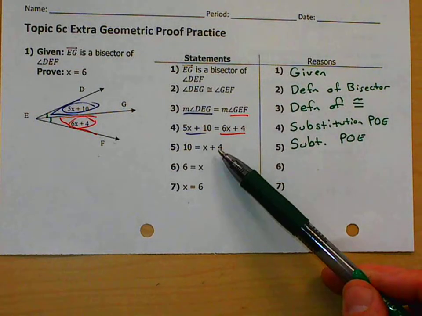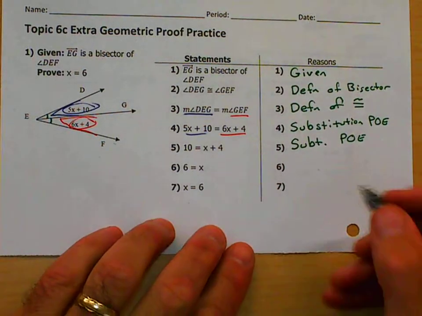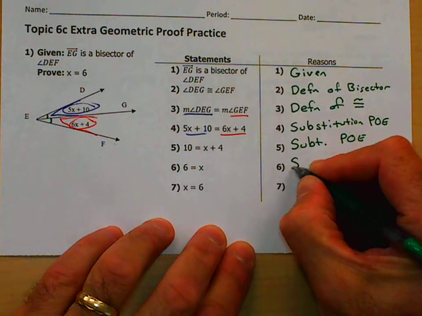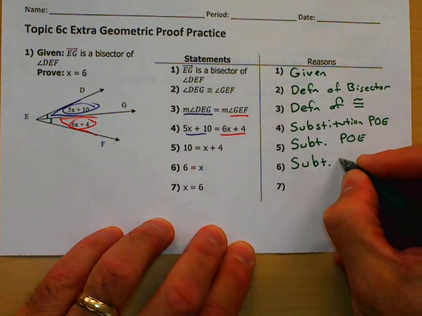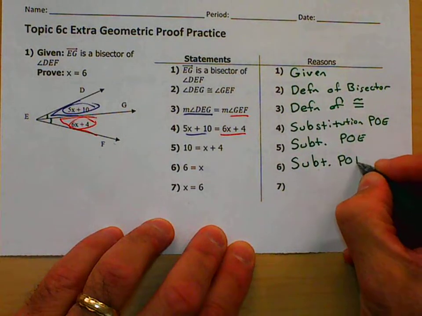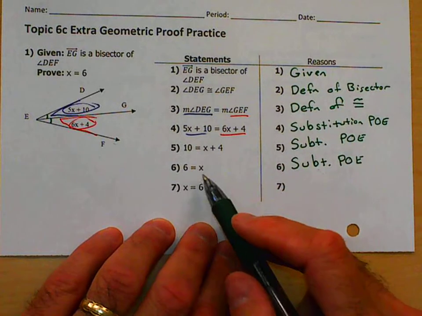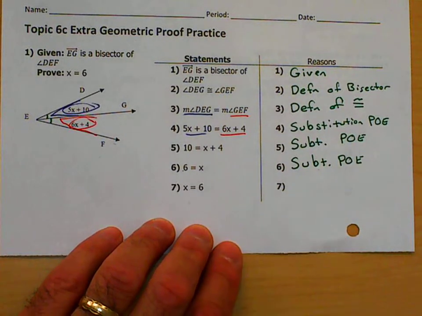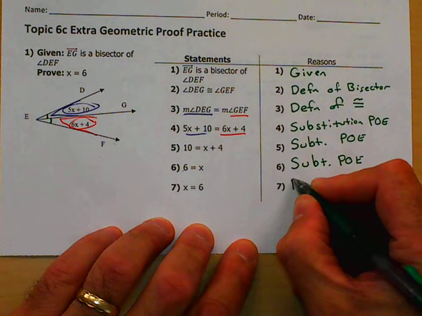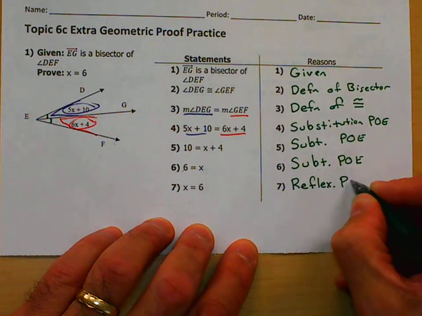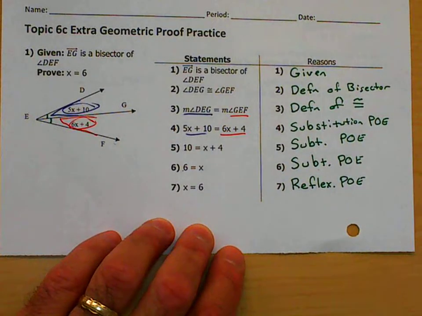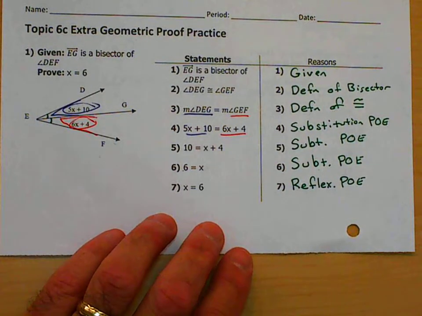Then how do we get from step 5 to 6? Yeah, same thing. Subtraction again. We subtracted 4 this time. Instead of 5x, now we're subtracting 4. Subtraction property of equality. And then why is 6 equal to x, x equal to 6? Reflexive property. Reflexive property of equality. Very good. Okay, we don't have a lot more time.